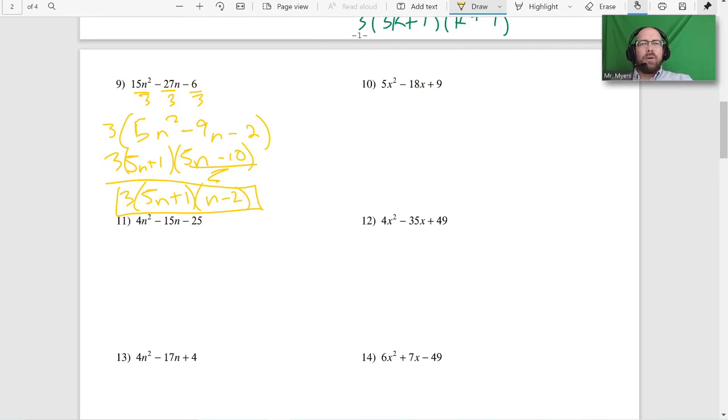So 5 times 9 is 45. Factors of 45 are going to be 1 and 45. 3 and 15. Oh, there we go, 3 and 15. So negative 3, negative 15. And then the negative 15 would divide by 5. So the negative 3 stays. The negative 15 would divide by 5. So the negative 15 divided by 5 would be 3. And that would be what happens if you do all the steps in your head.